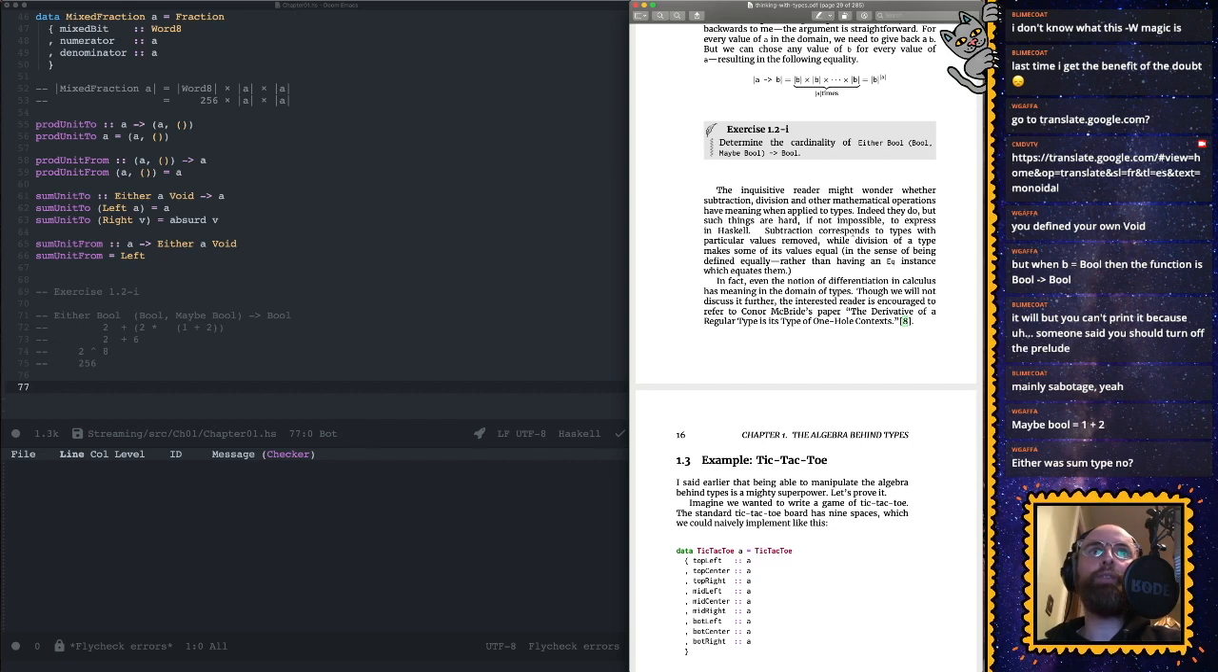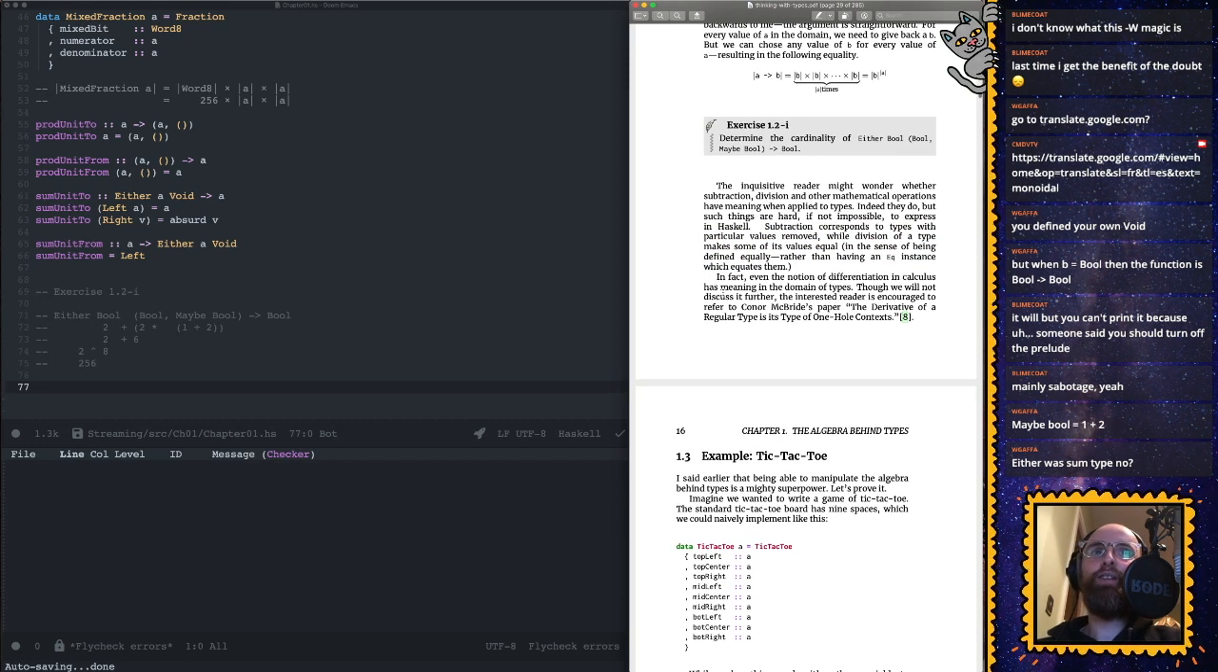Subtraction corresponds to types with particular values removed, whilst division of a type makes some of its values equal, in the sense of being defined equally rather than having an Eq instance which equates them. Basically, that's what it means. It can be done, but it's hard. So we'll just stick with plus, sums and products.